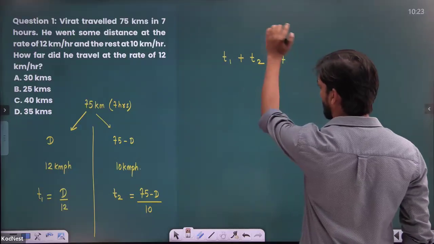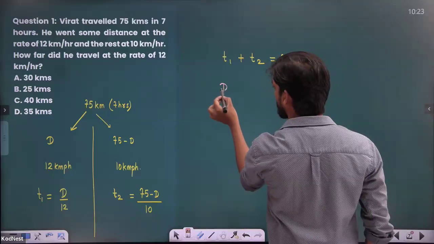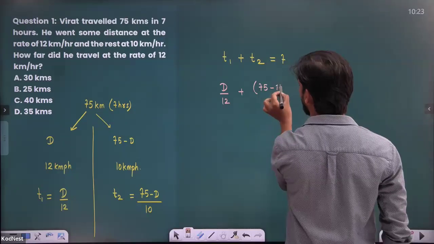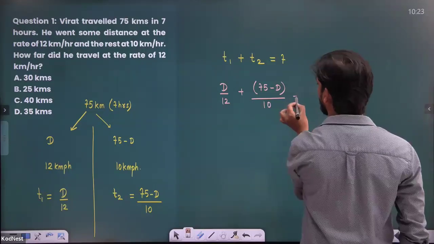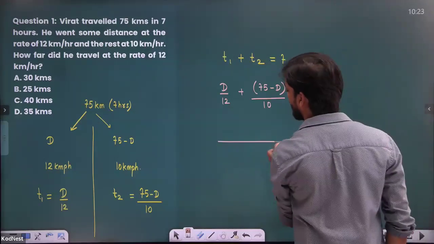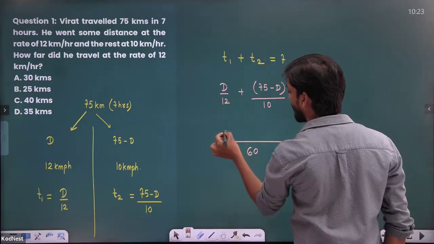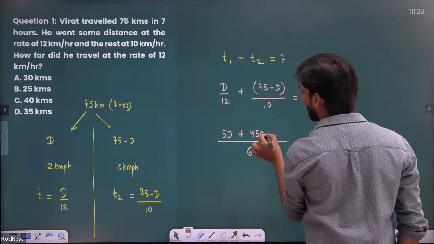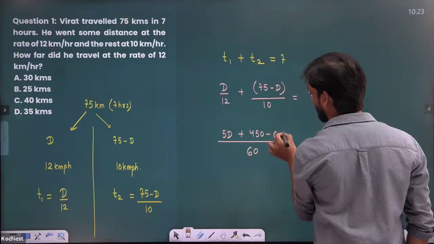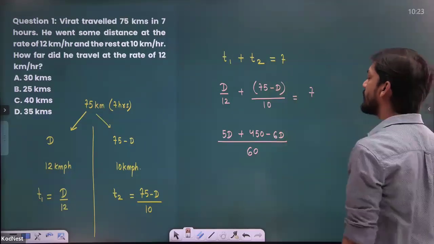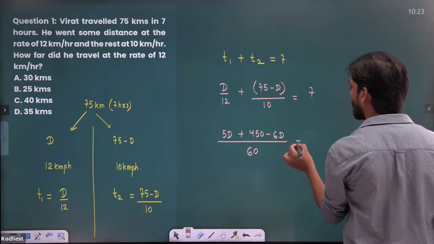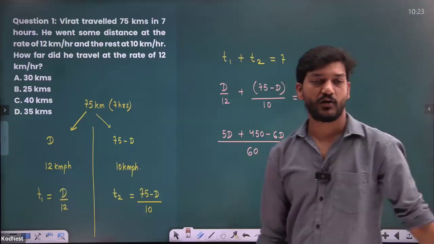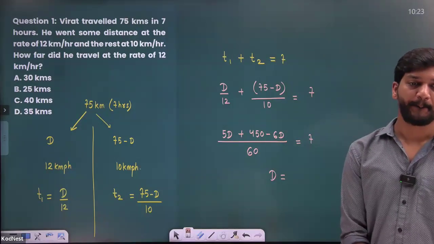All right, now answer. T1 value as per us is D by 12. The second value is (75 minus D) by 10. Do these type of calculations very fast. So 60, 12 into 5, so 5D, 10 into 6, so 450 minus 6D equal to 7 into 60. How much D will come? Please answer. Cross multiply. 30.